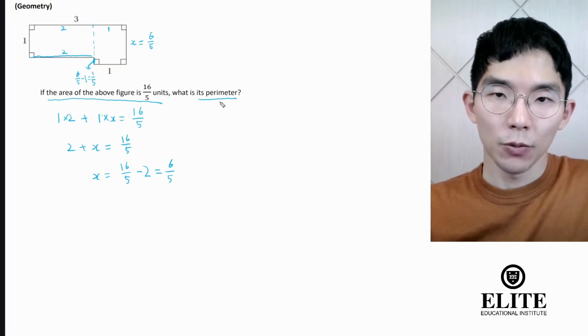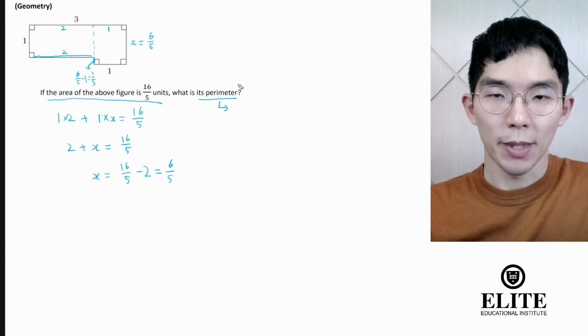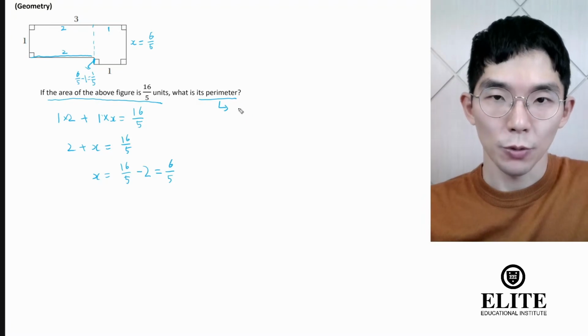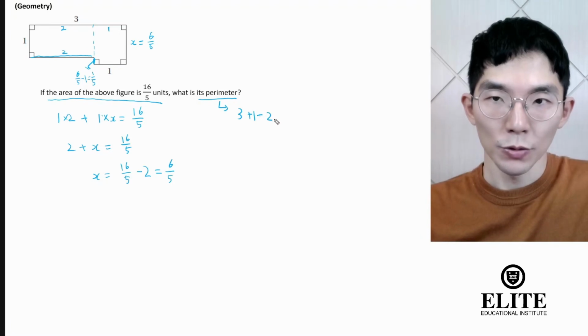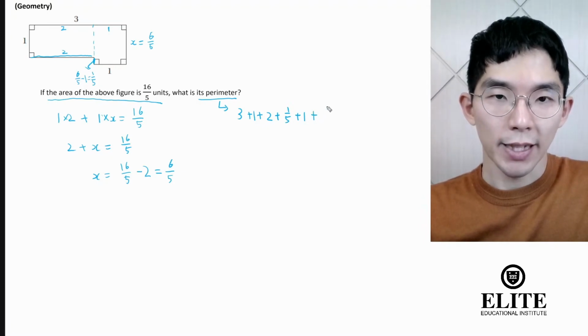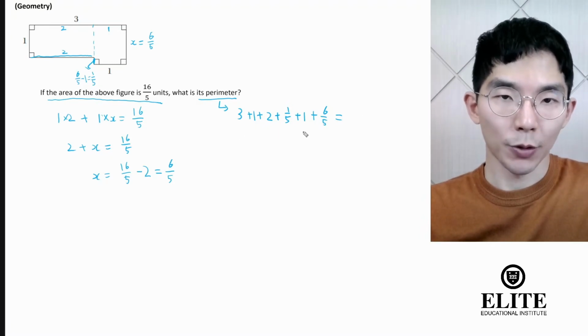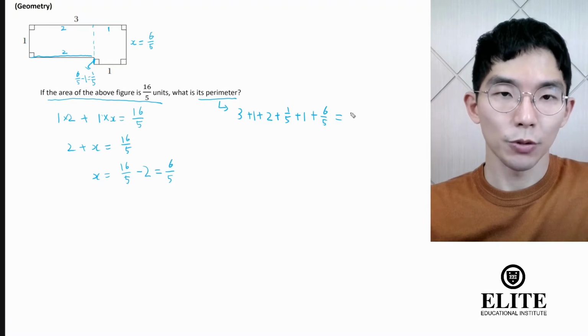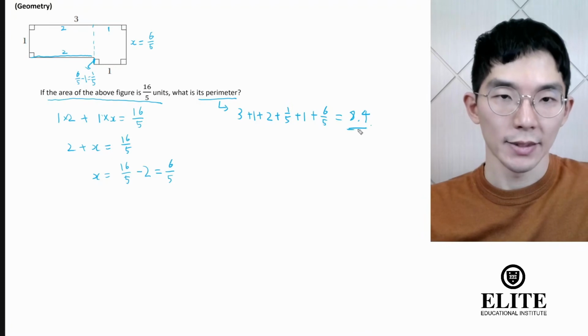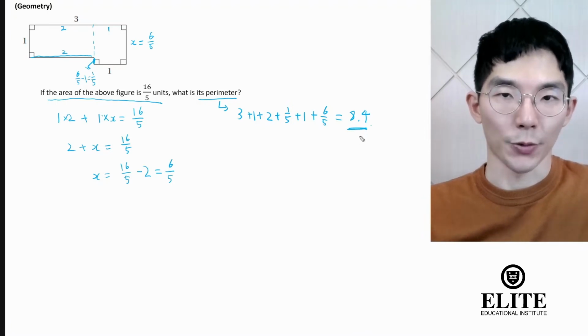Now, we know everything there is to know about the perimeter, which has to be 3 here, plus 1, plus 2, plus the small segment 1/5, and then we add 1, and then we finally add 6/5. If we add all of them up, we get 6, plus 6.2 is 7.2, plus 1.2, hence 8.4. And that is our answer.